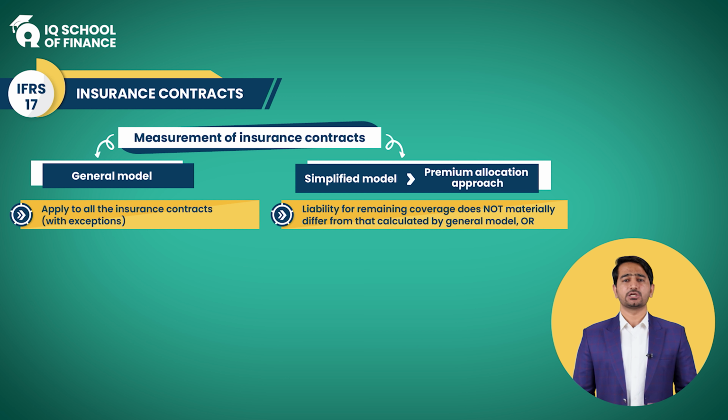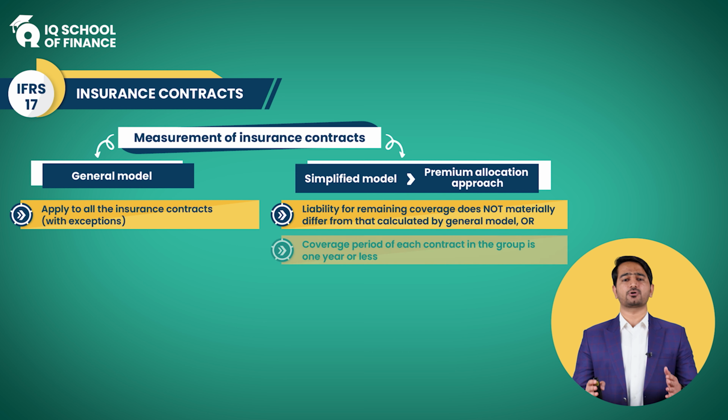To determine this, you need to perform a comparison test. Alternatively, this approach can be applied if the coverage period for all the contracts within the group is 1 year or less. Indeed, opting for the simplified model is a choice, not mandatory. However, it is often advantageous to apply it because it simplifies the accounting process compared to the general model.